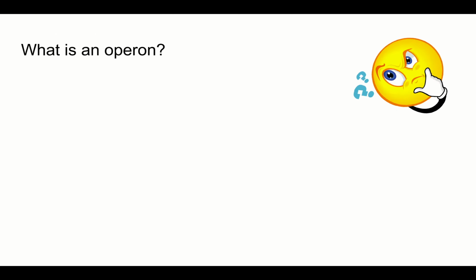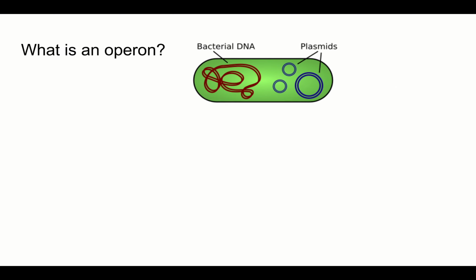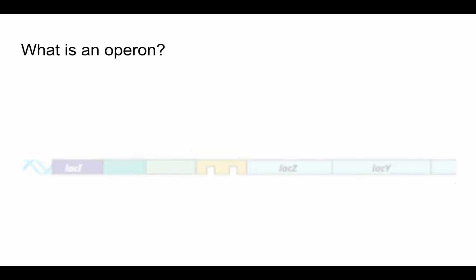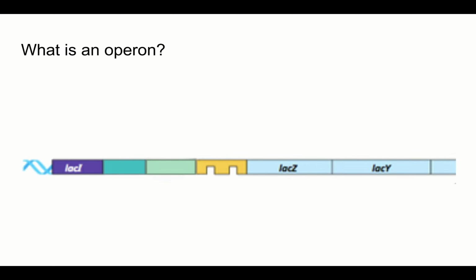Now, what is an operon? Well, an operon is a region of the bacterial DNA, which acts as a regulatory system for said bacterial DNA in plasmids. Here's an example of an operon.